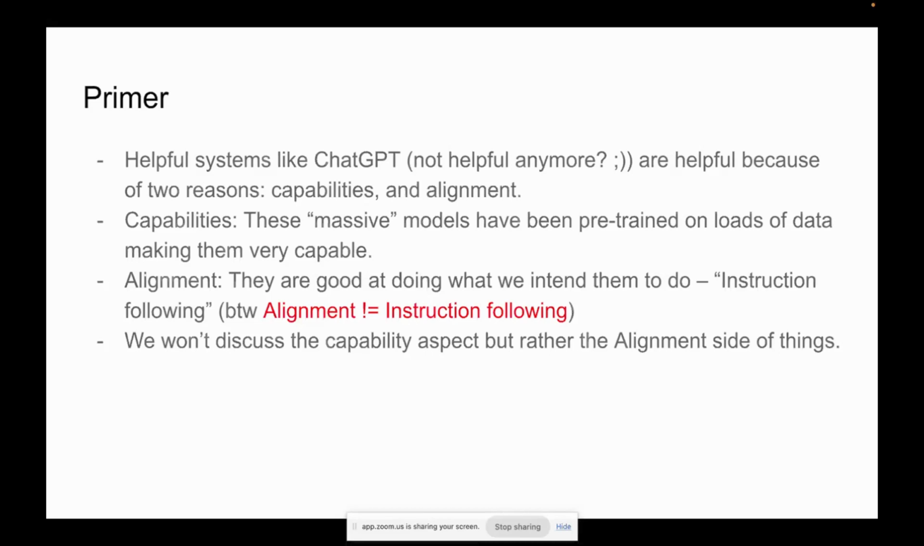That is one thing. Another aspect of making these systems useful is the alignment aspect, which addresses the part that the model, along with having the capabilities to do what we want it to do, is actually following what we intended it to do.